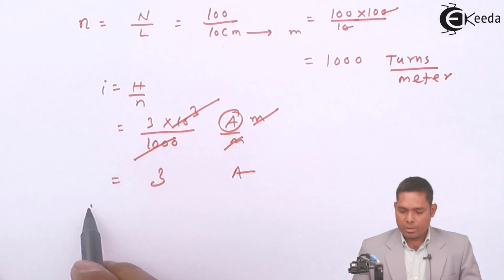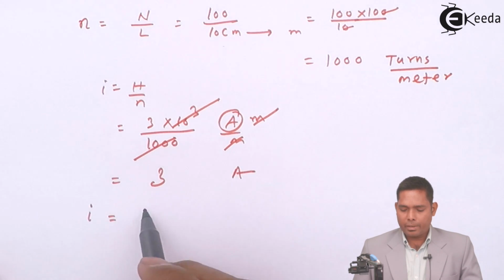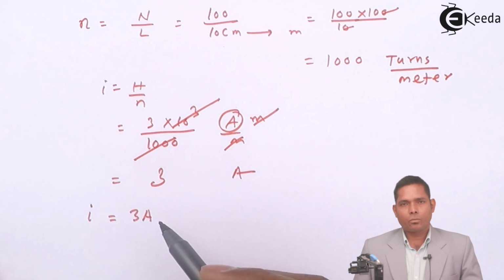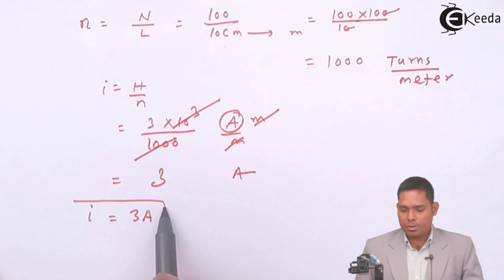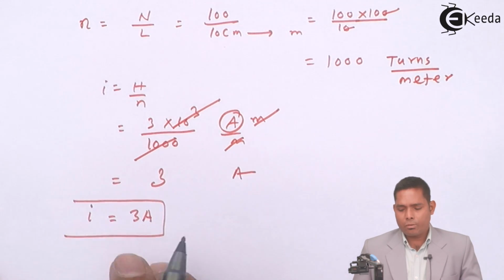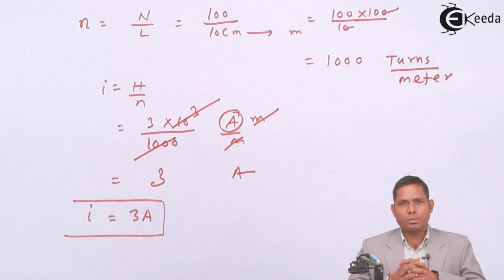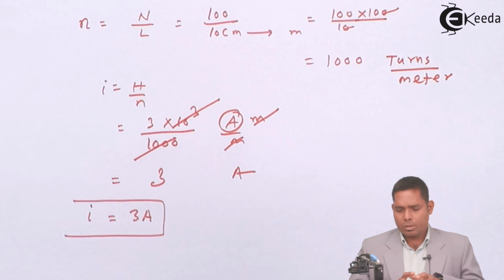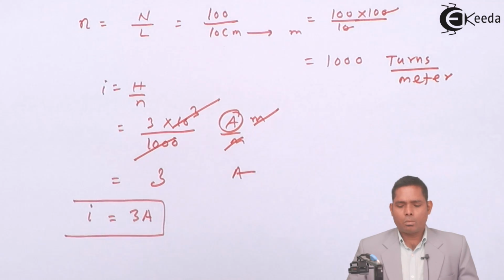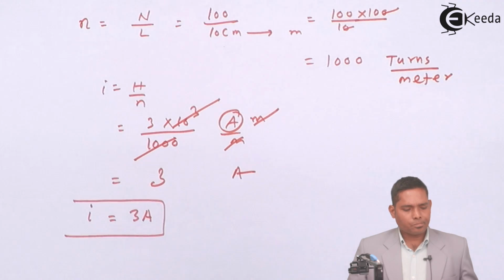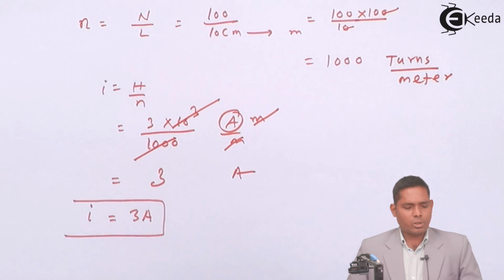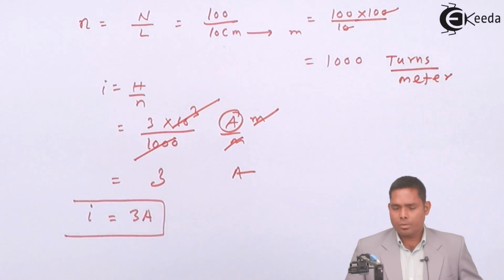So the current which is responsible for demagnetizing the small iron magnet inside the solenoid is 3 amps. That means if you supply 3 amperes of current to the solenoid whose turns are 1000 turns per meter, then it can demagnetize the small magnet whose coercivity H value is 3 into 10⁻³ amperes per meter. Okay, thank you.